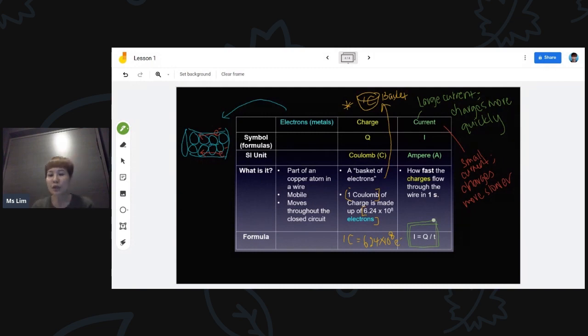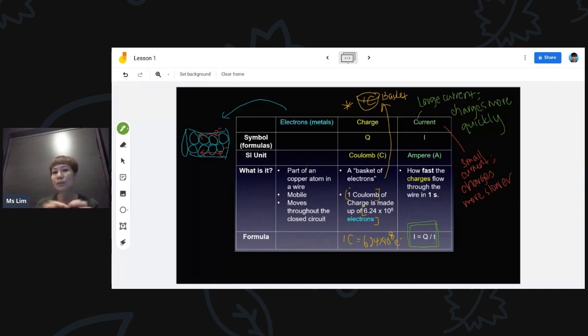Just to recall, number one, electrons are part of the atom of the wire. The electrons are mobile and can freely move throughout the circuit when there is an electrical source. If there is no electrical source, the electrons are just happily circulating within the atom itself. But when there is an electromotive force or an electrical source, the electrons will move together in one direction.